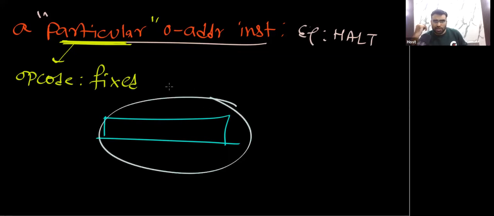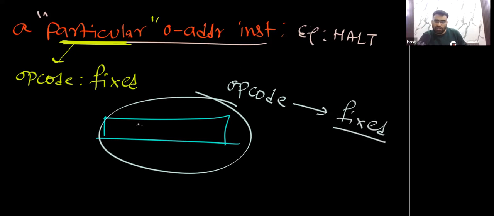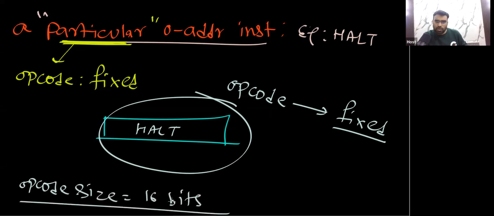In this instruction there is no operand, so the entire thing is opcode. Okay, this entire thing is opcode. So what is the opcode size? This opcode is already fixed for this halt instruction. What is the opcode size? That will be 16 bits, yes or no? Because there is no operand in this instruction, the opcode is fixed.